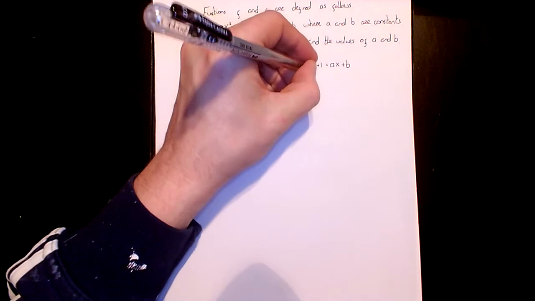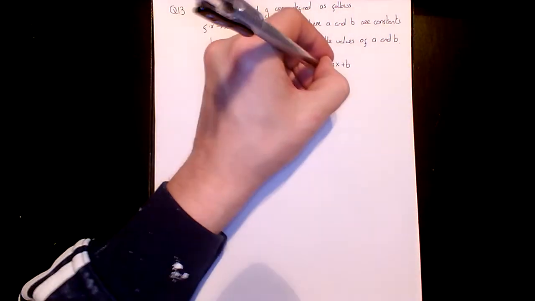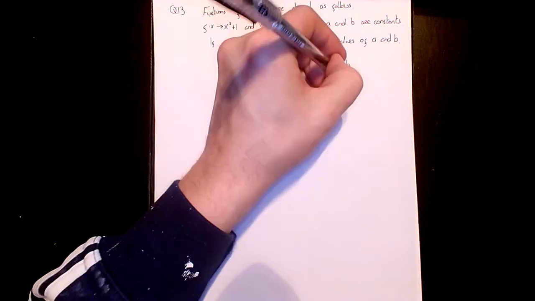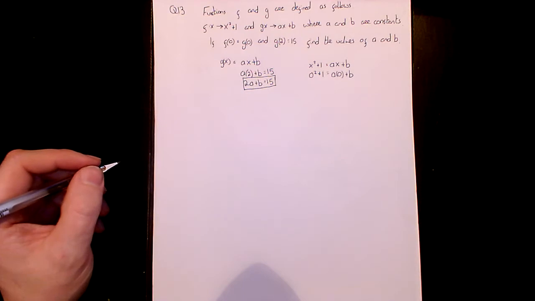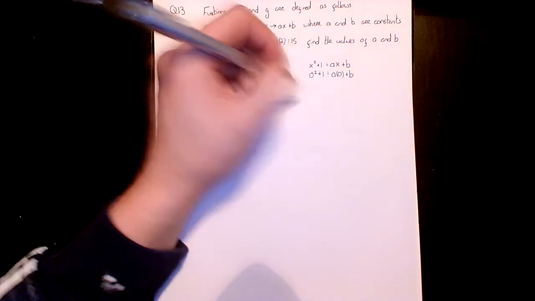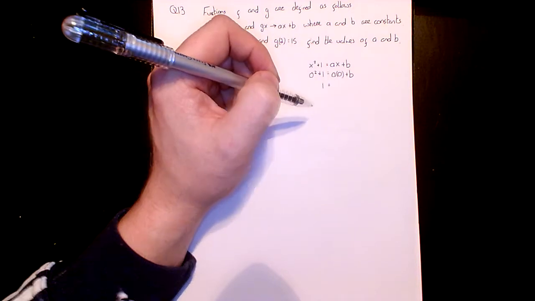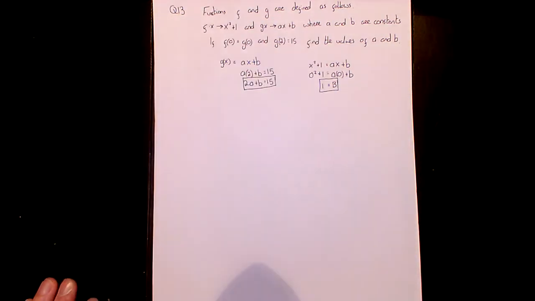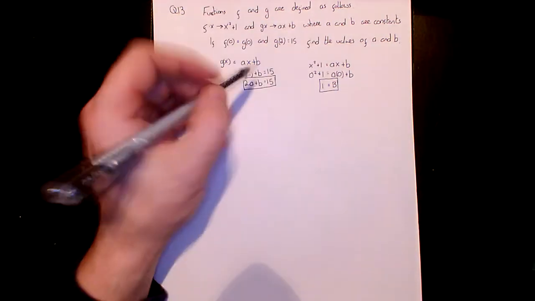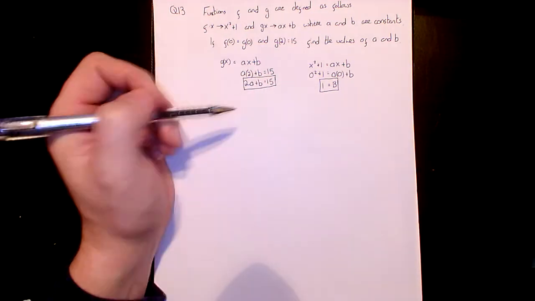So 0 squared plus 1 equals a times 0 plus b. Okay, so if we work it out, 0 squared is 0 plus 1, so we've 1 on this side, and a multiplied by 0 is 0, so we've just b on this side. So straight away we know what b is. Okay, b is 1.